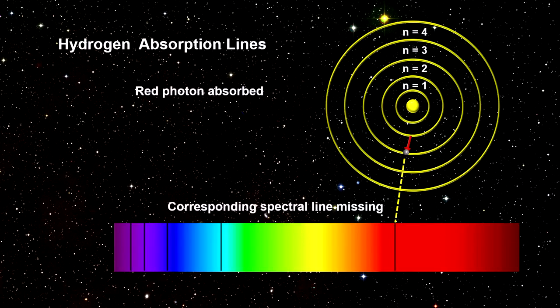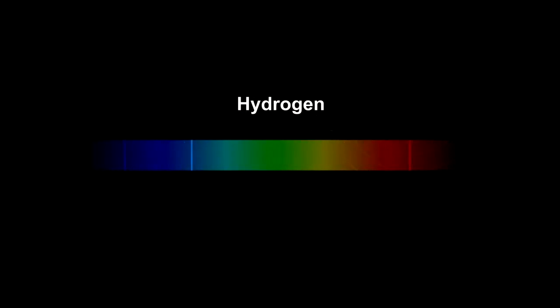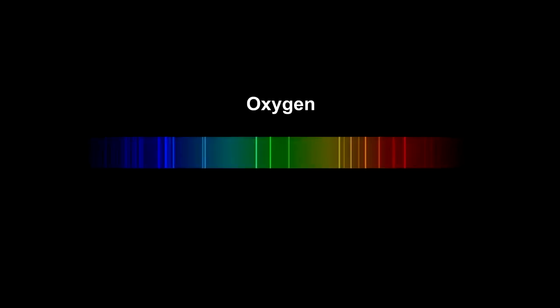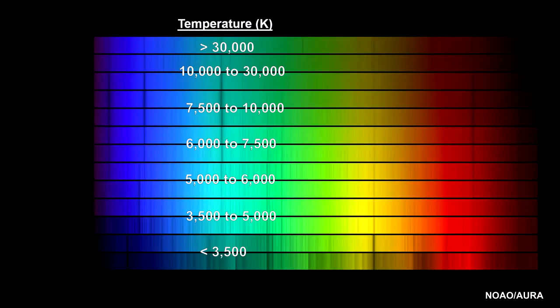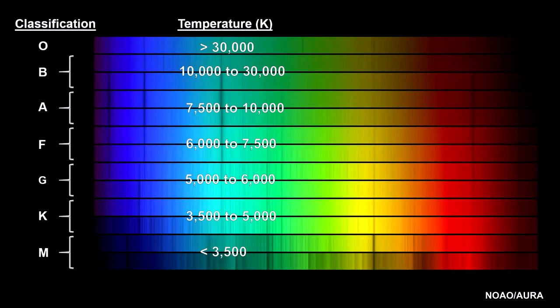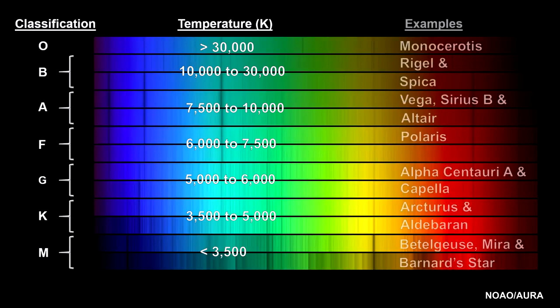This creates absorption lines in a star's spectrum as light from the star travels through the star's atmosphere. Every atom and molecule has its own spectral line signature. So by observing the absorption lines in a star's spectrum, we can tell what elements are present. When scientists discovered connections between groups of spectral lines and star temperatures, they developed a set of spectral classifications to highlight this connection. Every star we have seen so far fits into one of these classifications.